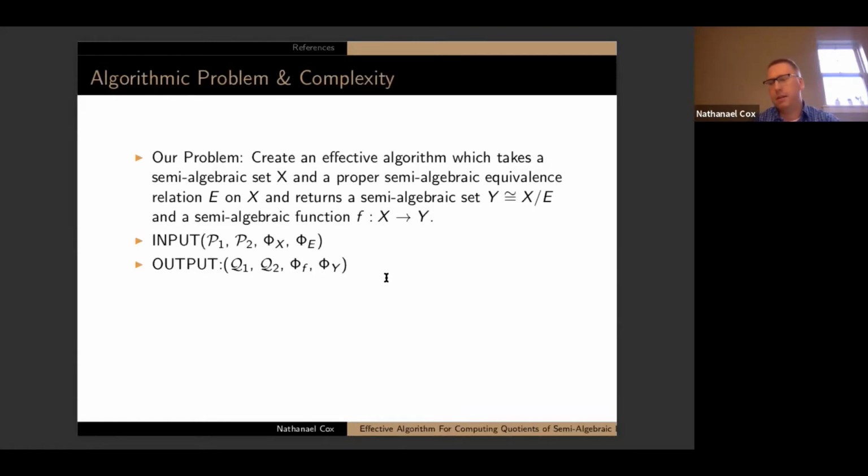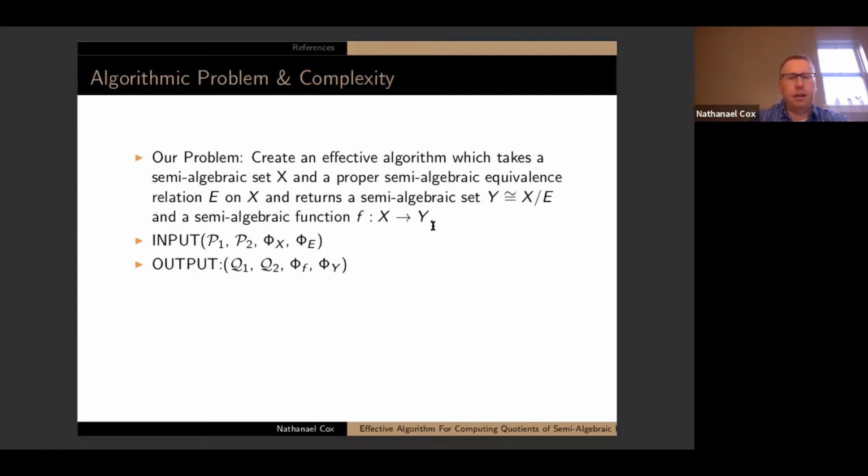And what that means is, a formula is a Boolean formula whose atoms are polynomial equalities and inequalities. And then it's a P formula if those polynomials all come from a set P. So phi X represents a formula made up of polynomials from P1, and phi E is a formula made up of polynomials from P2. And in the realization of these formulas, the set of elements that make the formula true form a semi-algebraic set, right?